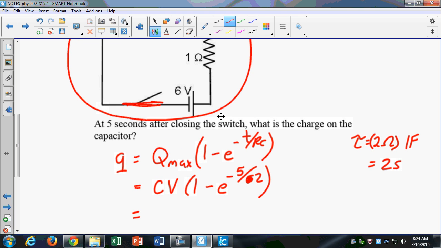All right, C is 1 farad. I have 6 volts here. So Q equals C times V times 1 minus e to the minus 2.5. And we'll come back to this. We'll fill this in next time. All right. Make sure you're up on your exponential functions, but we'll try it next time.